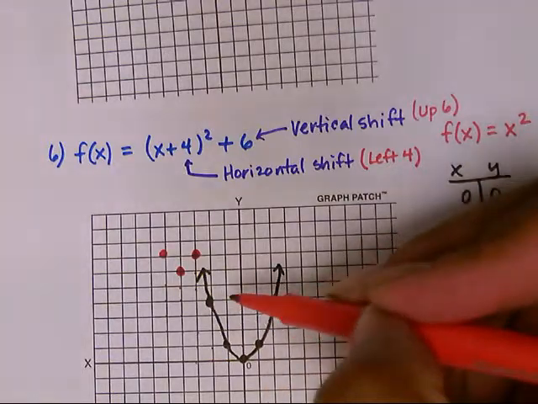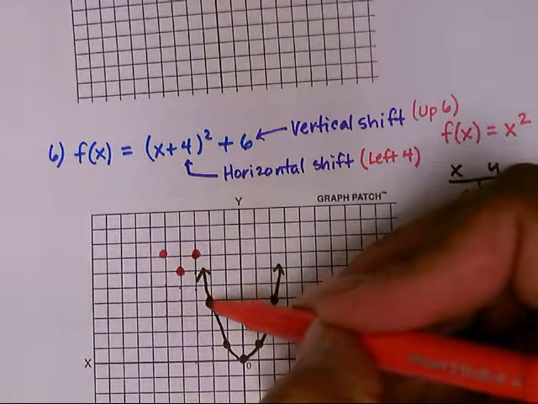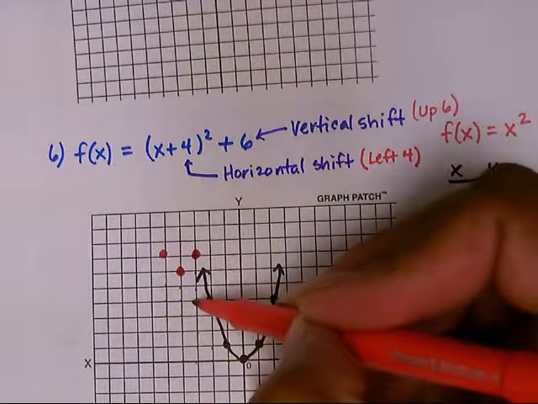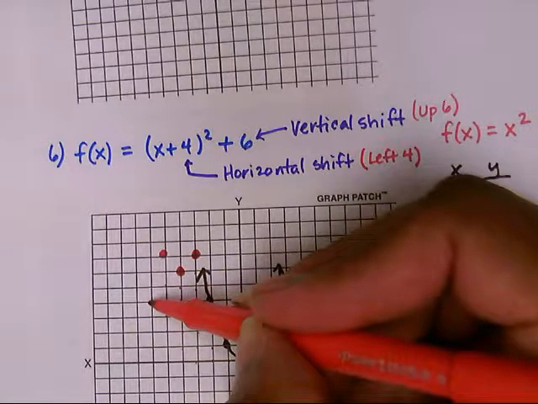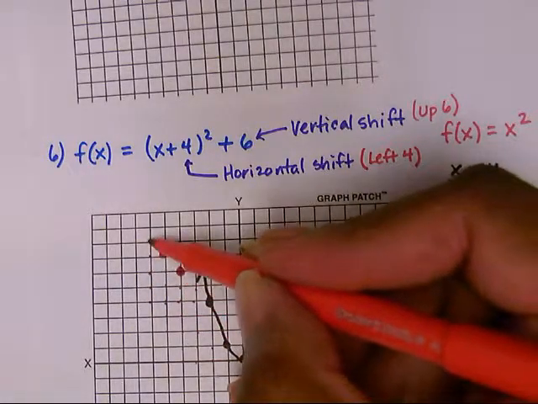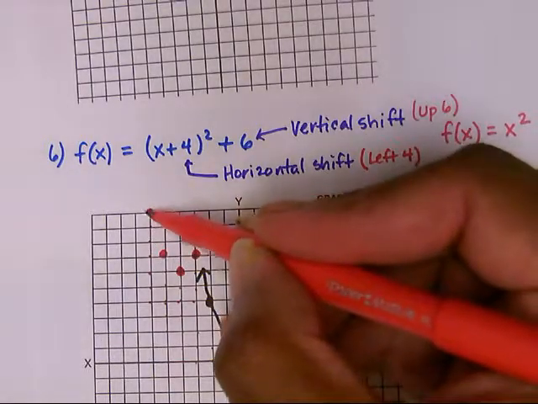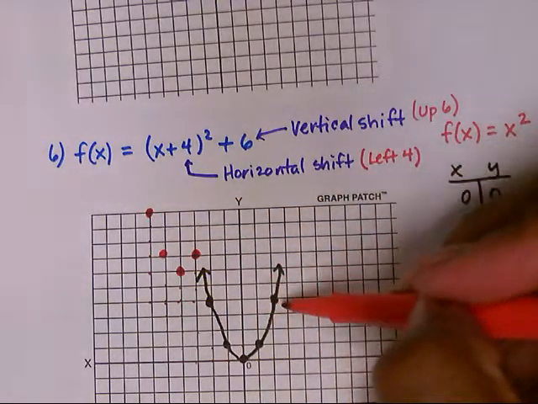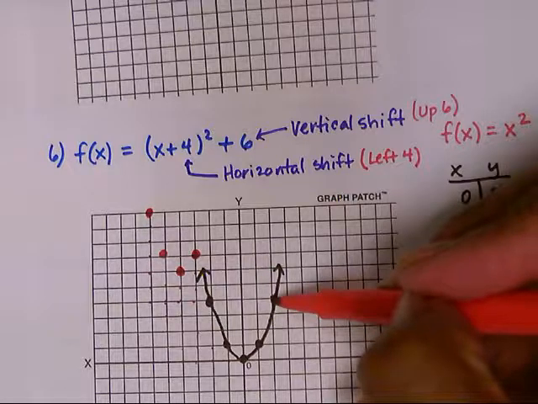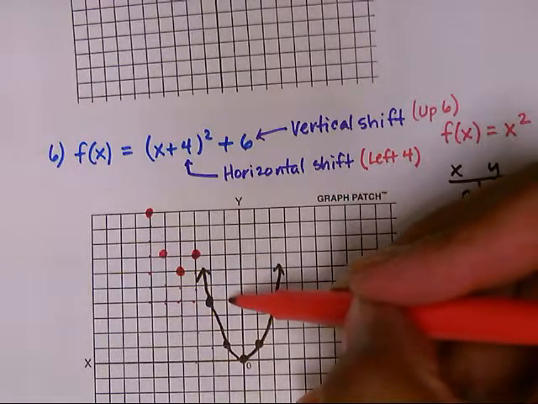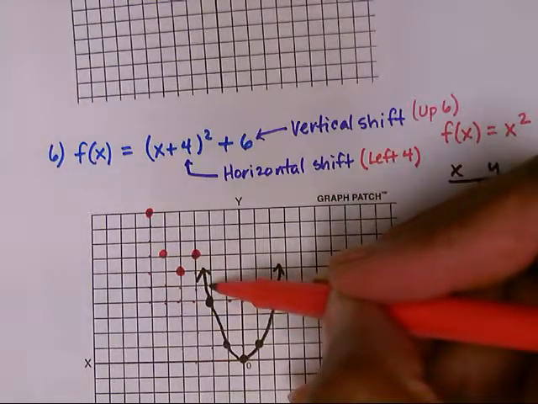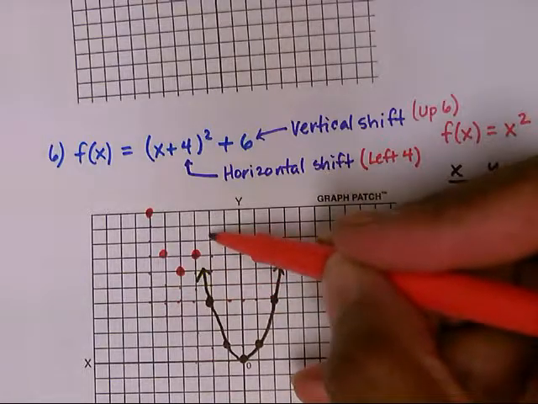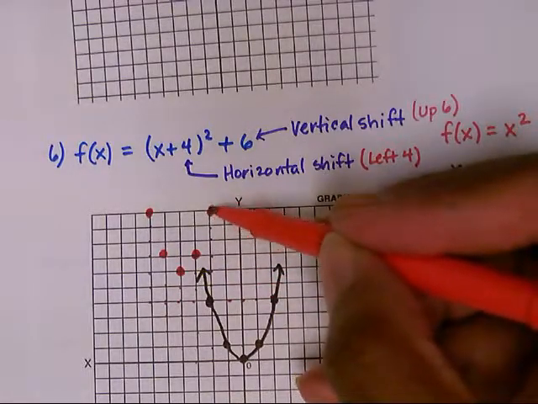And for this point negative 2, 4, I'm going to go to the left 1, 2, 3, 4, and up 1, 2, 3, 4, 5, 6. It'll be way up here. And for this point 2, 4, I'm going to go to the left 1, 2, 3, 4, and up 1, 2, 3, 4, 5, 6.